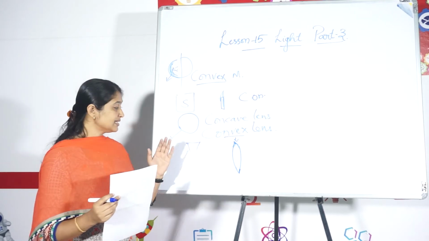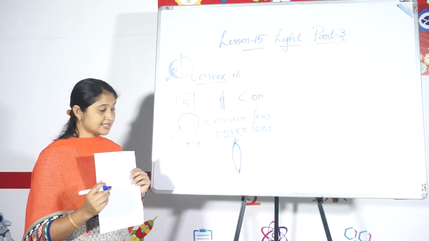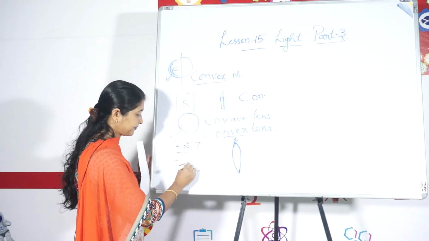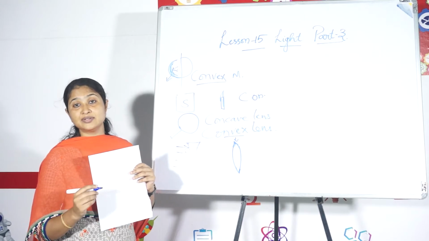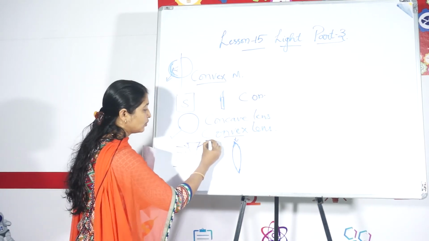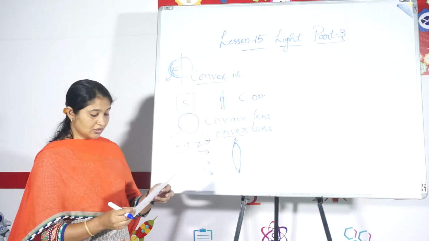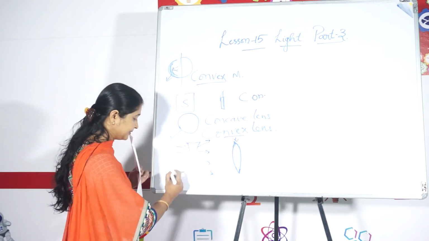Now when the light is passing through these lenses, what happens? Here when the light is passing, you can see all the light rays are scattered. That is, it goes like this. This is called diverging. What is it?